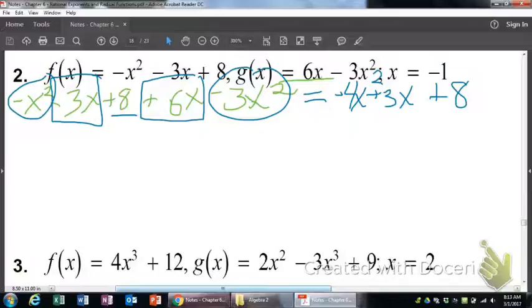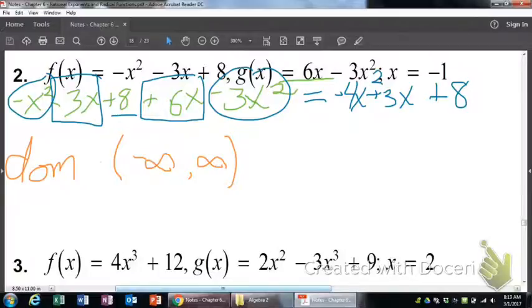So next I'm going to state the domain. Whenever you put this into your calculator, you'll see that whenever you have x squared, that's a down-facing parabola. Since it's x squared, that means that it's negative to positive infinity for the domain.